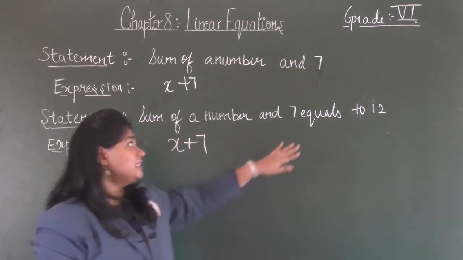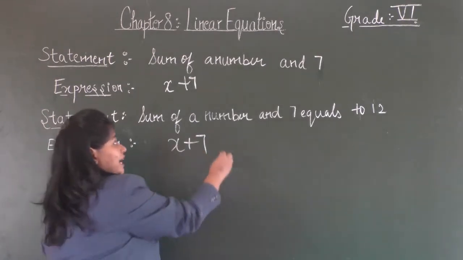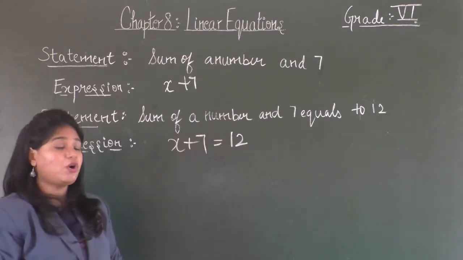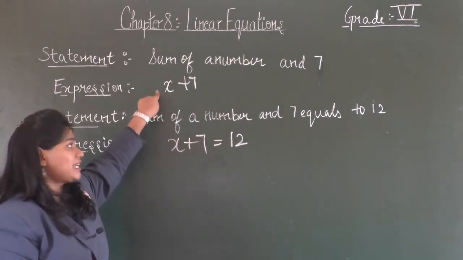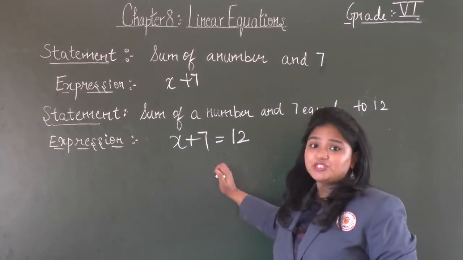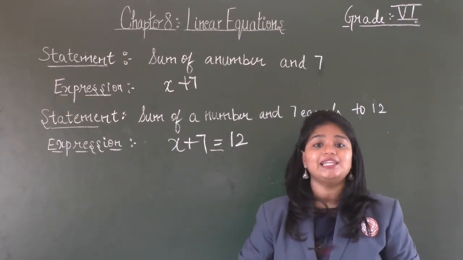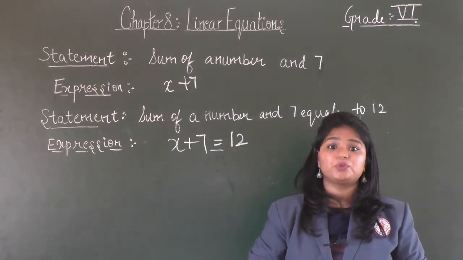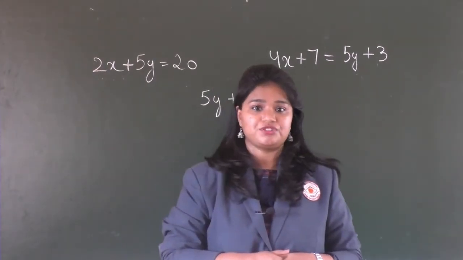Now here we have added equals to 12. So what will we write over here? We will write the equal to sign and 12. So here we got a different expression. Now what is the difference between this expression and this expression? Here in the second expression we have added an equal to sign. So when an equal to sign is added to an expression, it gets converted into an equation. So we learn what is an equation, yes?